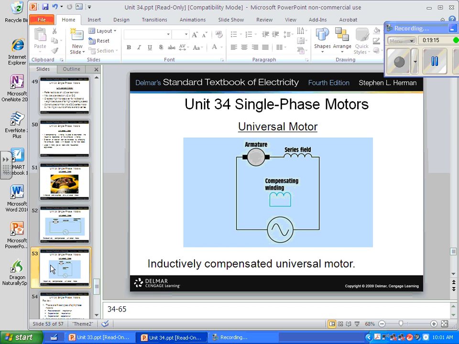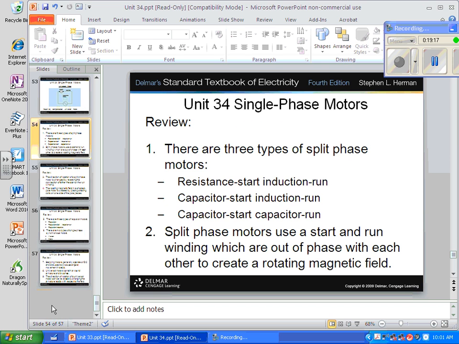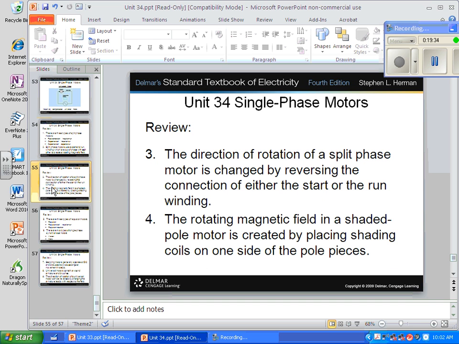Effectively compensated universal motor. And then we're going to talk about everything we've learned. Three types of split-phase motors. Most important one to us, the capacitive start inductive run, because that's what we have in the lab. Split-phase motors, we're going to refer to that motor as a PSC motor, permanent split capacitive motor.